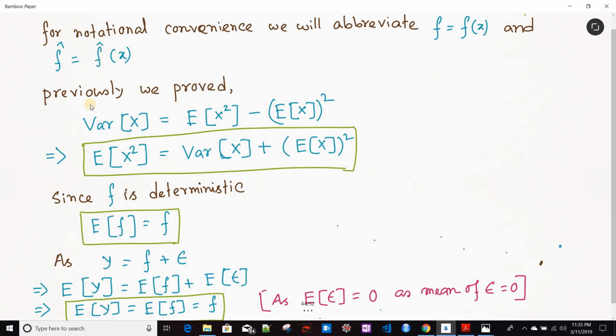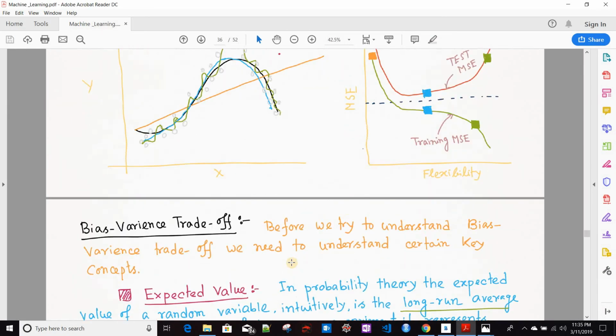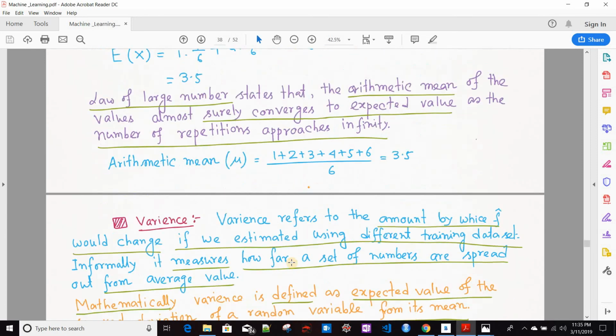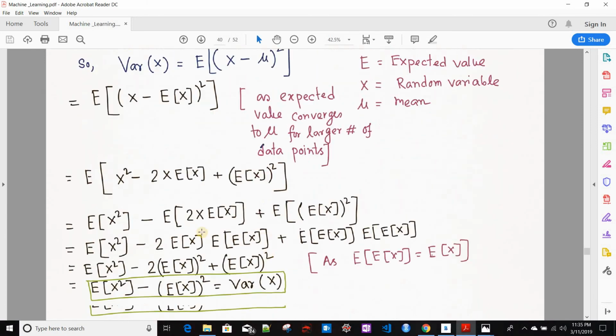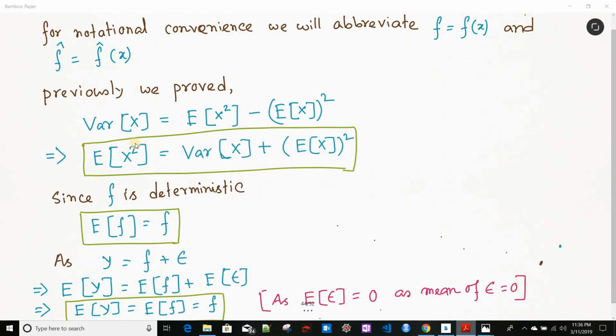If you remember, when we discussed variance, we proved these things: a relationship between variance, the random variable, and their expected values. This is the same thing I have written over here. And if we just shuffle it, the expected value of x square will be the variance of x plus the expected value of x, whole square.